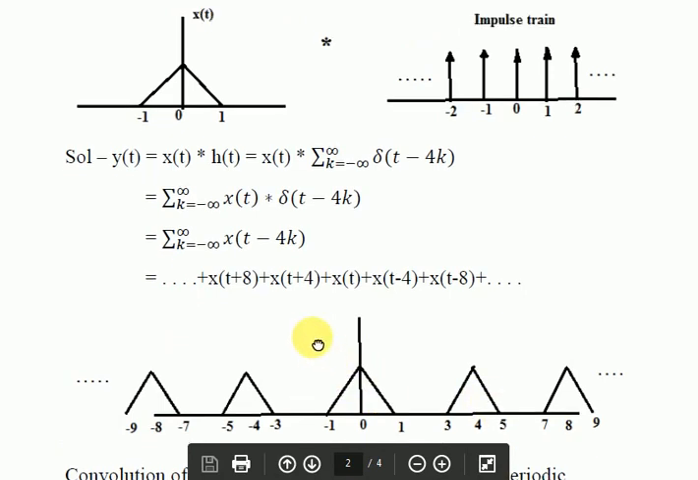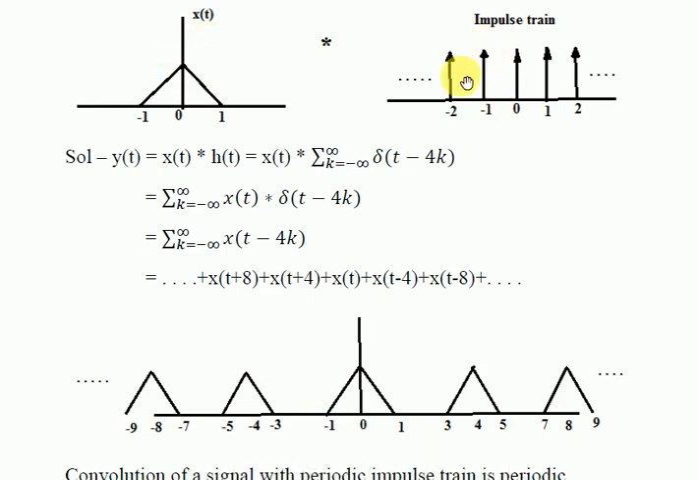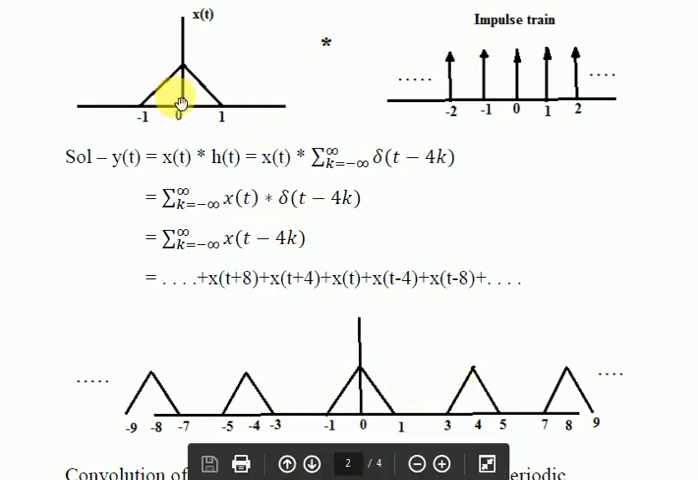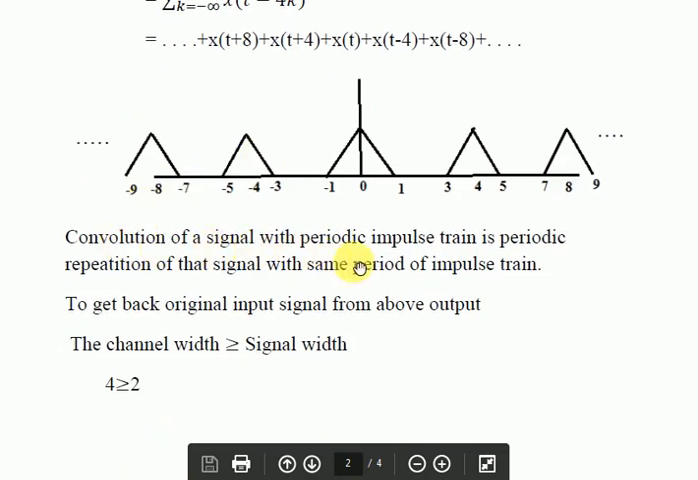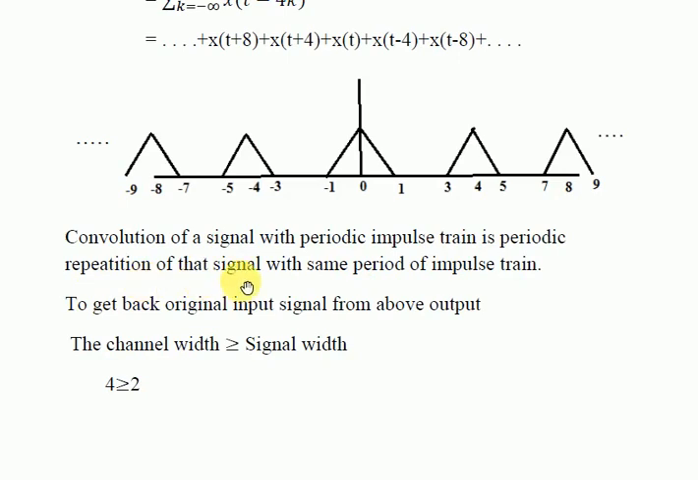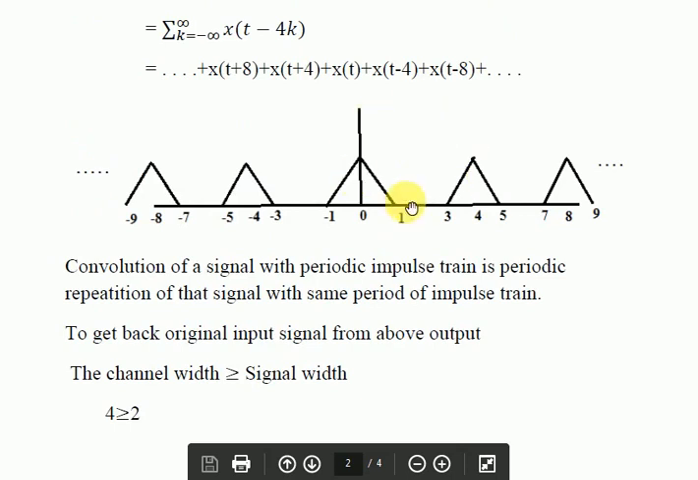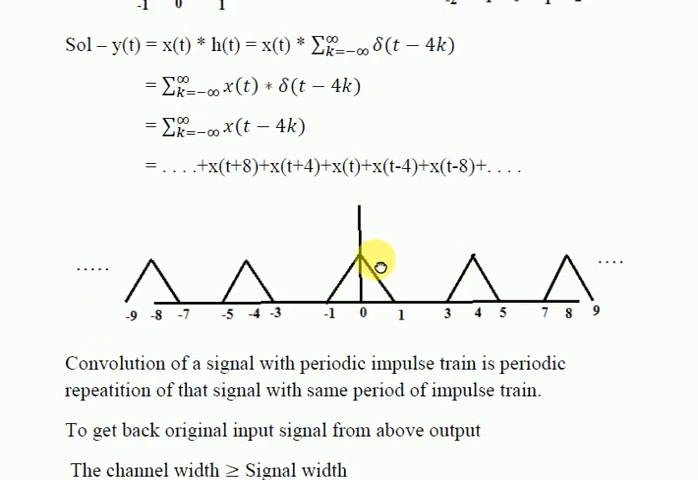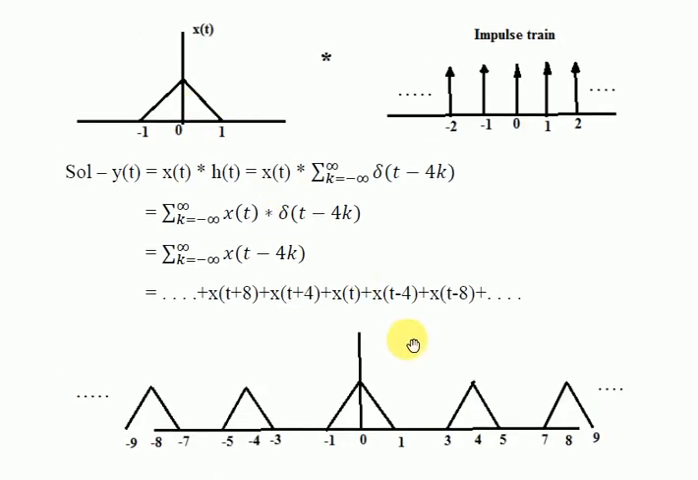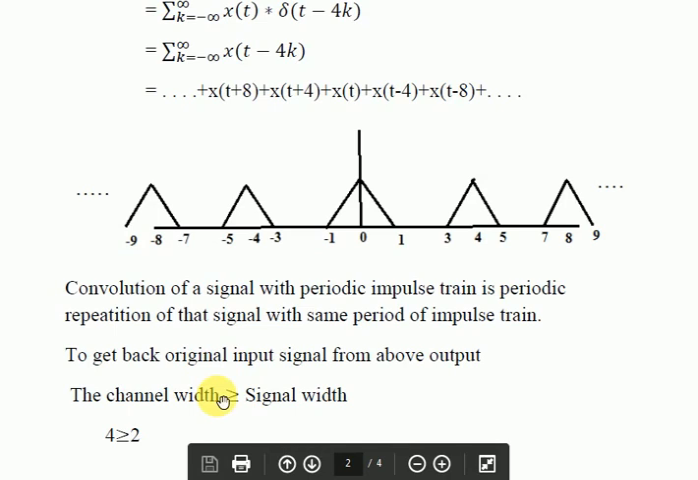So what we conclude from this result is that the convolution of any signal with a periodic impulse train will give you a periodic repetition of that same signal, with the same period as the impulse train. And if you want to get back the original input signal, then one necessary condition is that the channel width should be greater than or equal to the signal width.